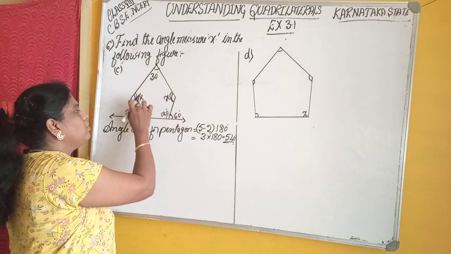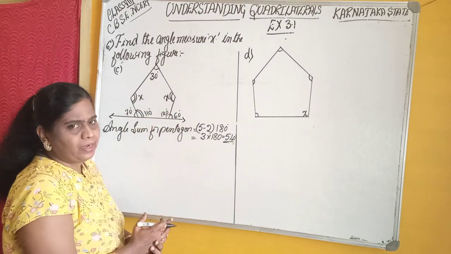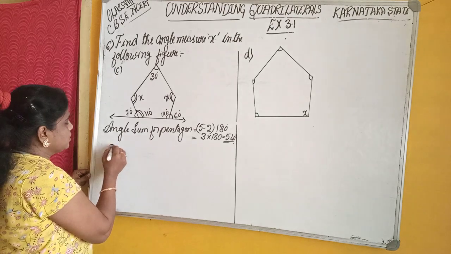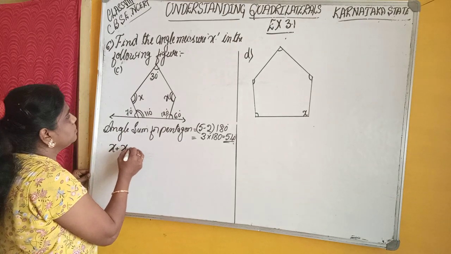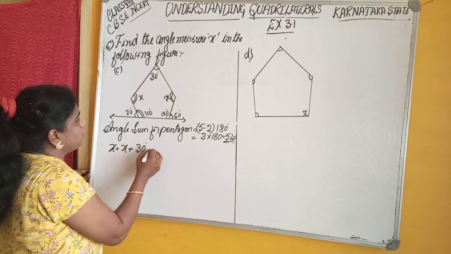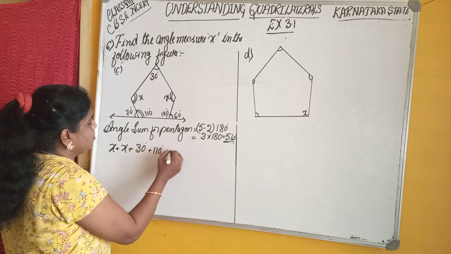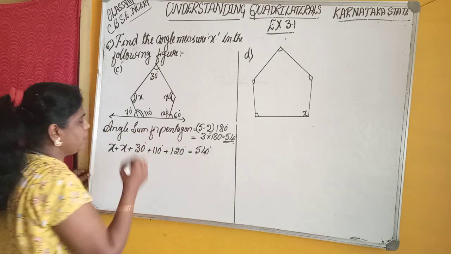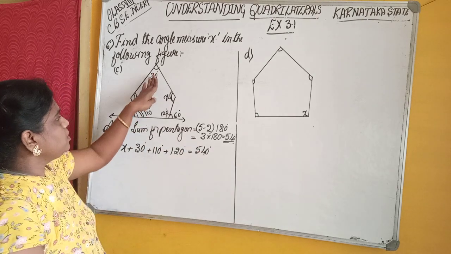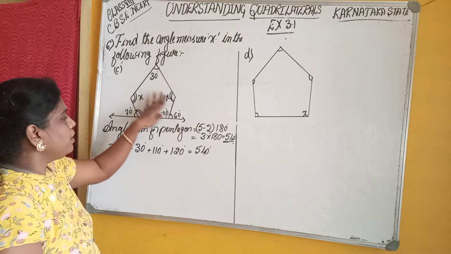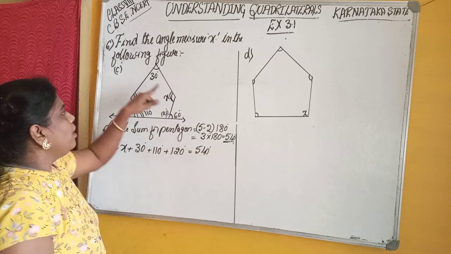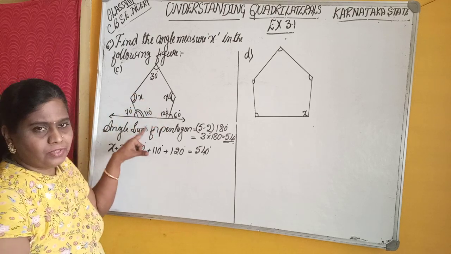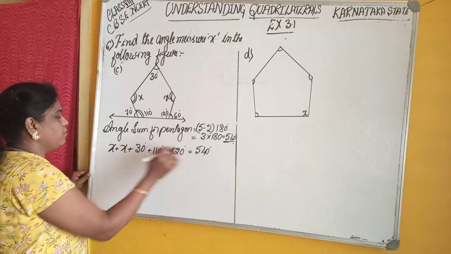Therefore, if we add all these interior angles of this pentagon, the sum is equal to 540 degrees. Write this: x plus 30 degrees plus 110 degrees plus 120 degrees is equal to 540 degrees. Okay students, you got it? First we have to find the angle sum of this pentagon, that is equal to 540 degrees. We have to add all the interior angles of this pentagon, that is equal to 540 degrees.